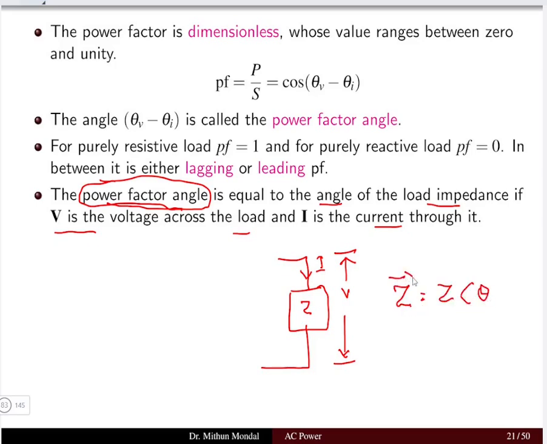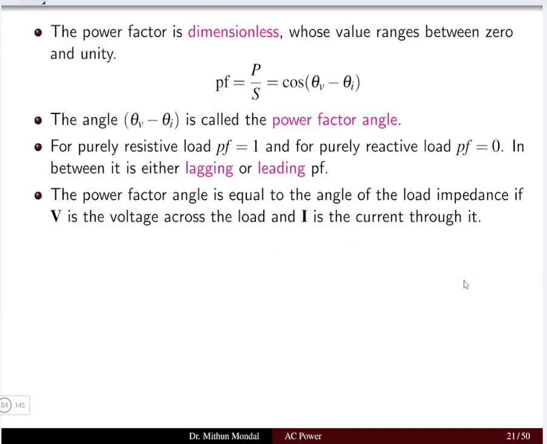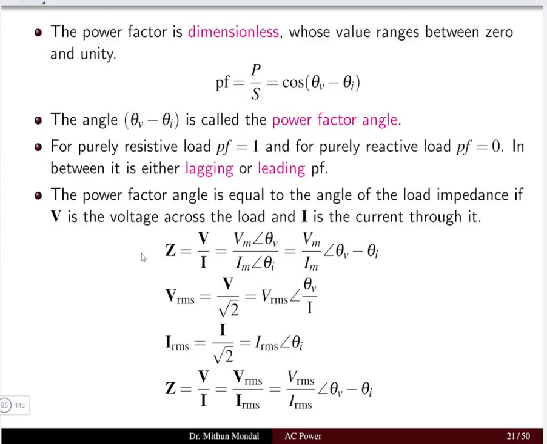So if you have this impedance Z, which is a complex quantity, with magnitude |Z| and angle theta, this theta is basically the power factor angle. Now we'll see how. Let us denote Z, the load impedance, as the ratio of the voltage by current. These are phasor quantities. The phasor quantities are written as the maximum value of the voltage with angle theta V divided by the maximum value of the current with angle theta I.